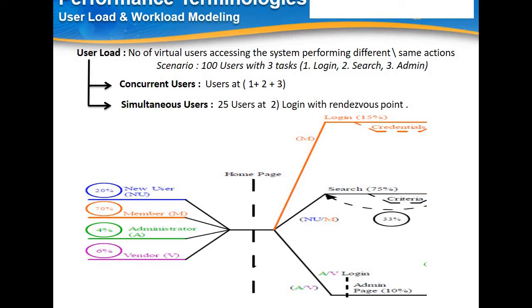Simultaneous users means that n number of users are trying to access a specific point in your application. Let's say I have 25 users, and all 25 users are trying to hit the login button at the same time. That comes under simultaneous users. So we have two terms: concurrent users and simultaneous users.